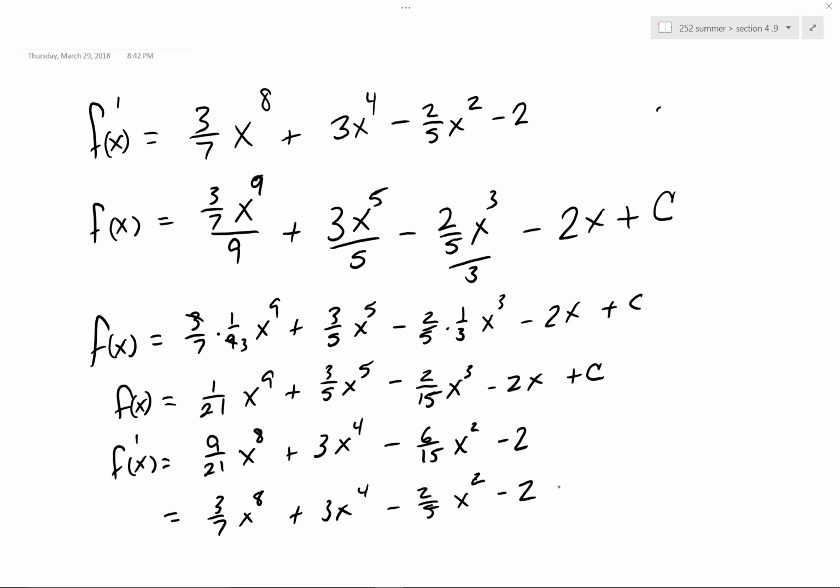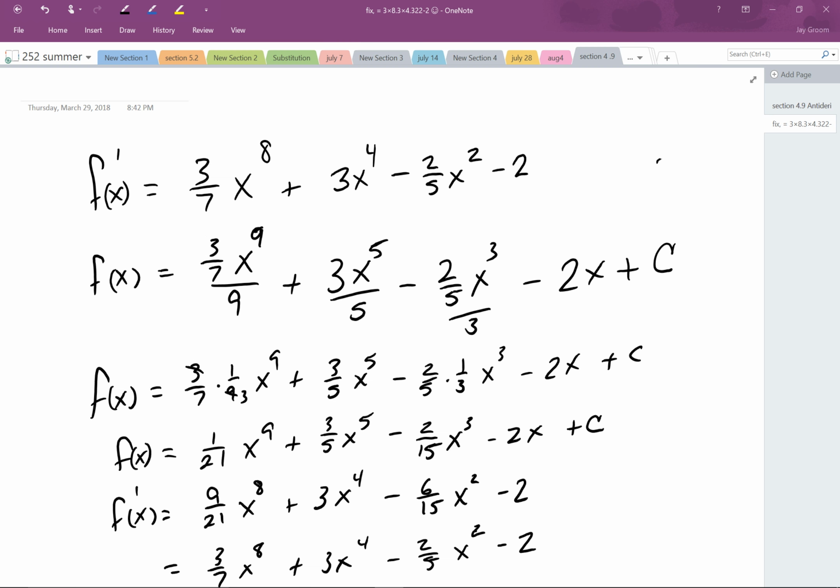And voila, there's our equation. In other words, a quick way to check it is just to do the power rule, take the derivative again. It's not very tough to do. Now somebody might say, well, Jay, is there another way to write that? Well, of course there is.